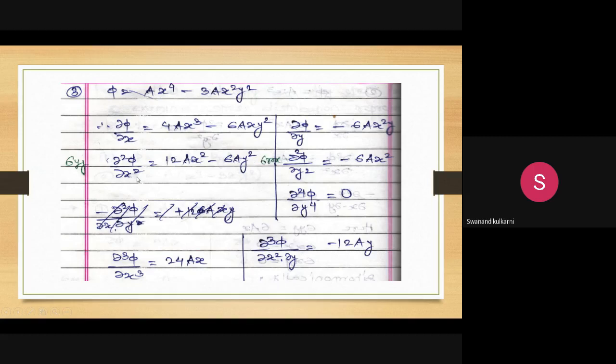And then ∂²φ/∂x² will be equal to 12ax² minus 6ay². Is it okay? So again we know that ∂²φ/∂x² is nothing but equal to σyy. So σyy is equal to 12ax² minus 6ay². Is it okay? So try to understand this thing here.